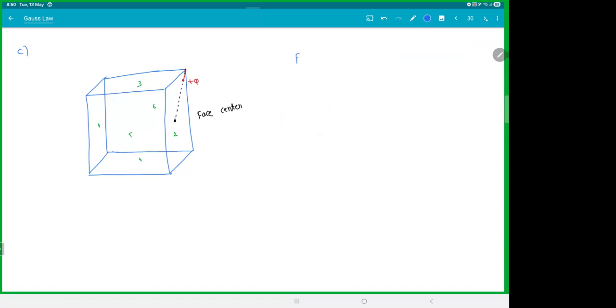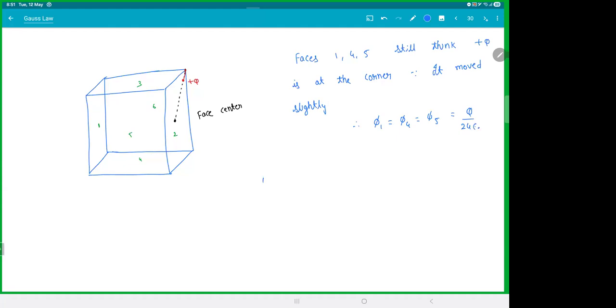The first argument is this. The faces 1, 4, 5 still think plus q is at the corner, because it's very far for them, since it moved very little. Therefore, flux through 1, 4, and 5 will still remain q by 24 epsilon. Perfect. Now, since you moved it on the diagonal, अभी देखो क्या होगा.